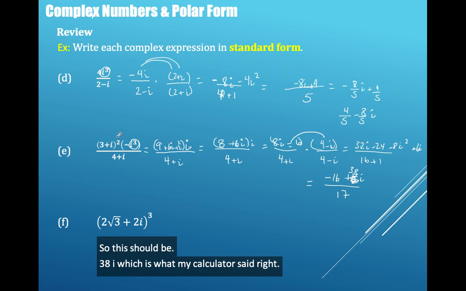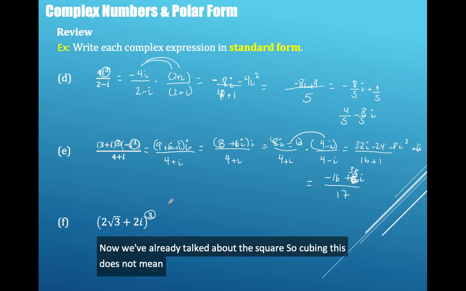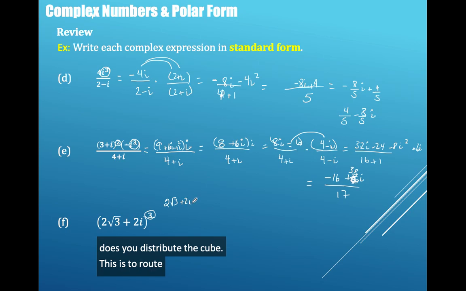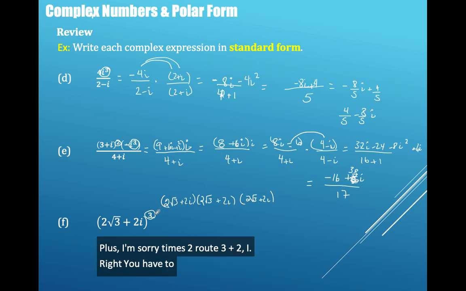Now, we've already talked about the square, so cubing this does not mean you distribute the cube. This is 2 root 3 plus 2i times 2 root 3 plus 2i times 2 root 3 plus 2i, right? You have to multiply that all out. Or, since it's a cube, remember you can do this.